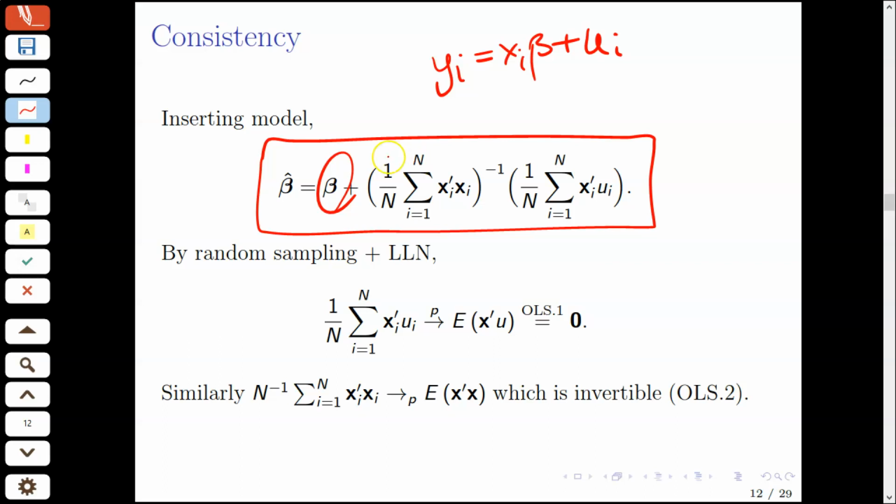The first part of the product here is the inverse average outer product of the regressors, or regressor vectors, and the second is the average of the regressors when interacted with the unobservable UI. So the second part is not something we can construct from our data since it involves the UIs. This is unknown, but it's random.